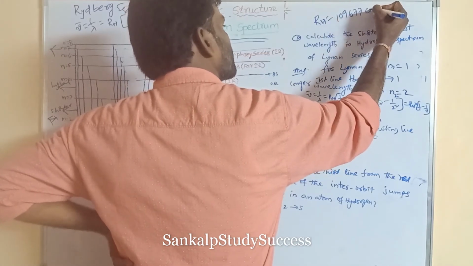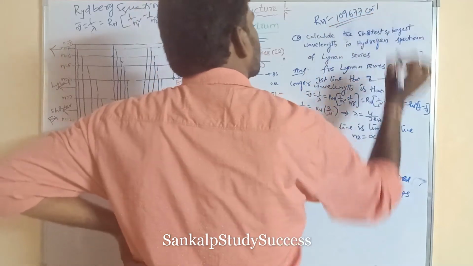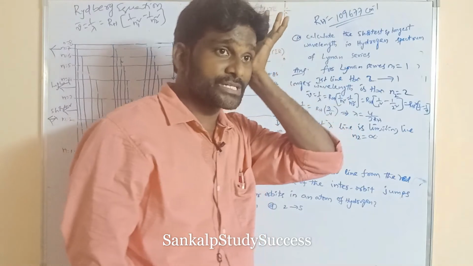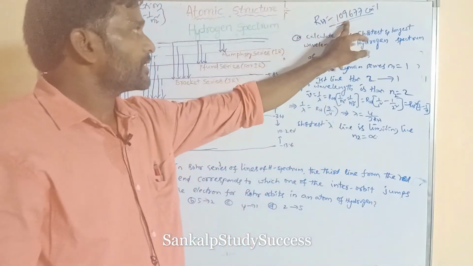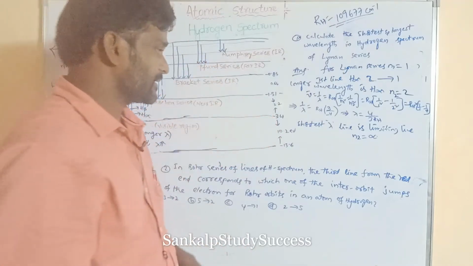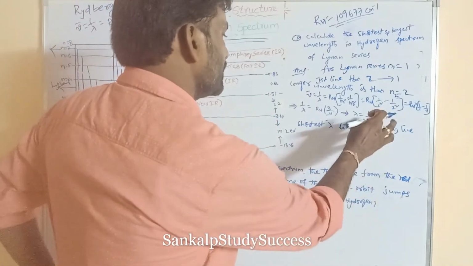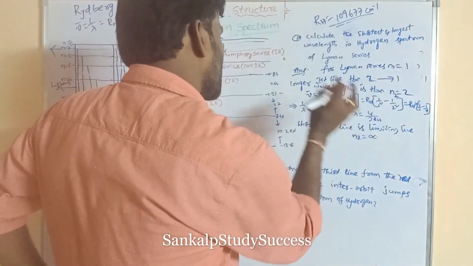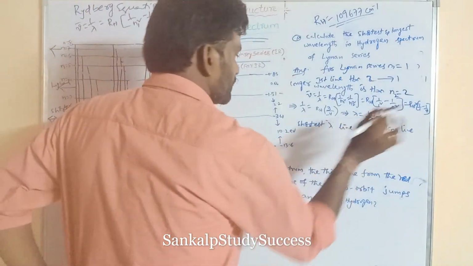109,677 centimeter inverse. So what are the units of the Rydberg constant? Centimeter inverse. Its value is 109,677 centimeter inverse. Now if this value is substituted in, we can easily calculate lambda. This is simplified later.